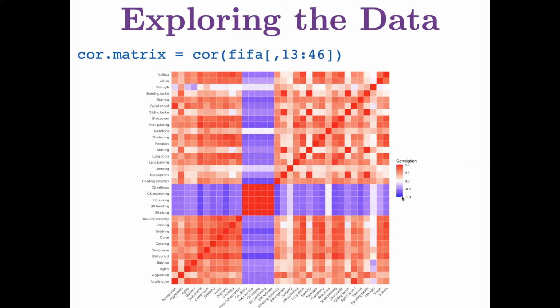So goalkeepers don't tend to be good finishers or passers. That's not what they're trained to do. And similar for field players, they don't tend to be great goalkeepers. We also see a high degree of correlation outside of those. So there's a lot of numbers here, like marking and slide tackling, that are very strongly correlated. So anytime you have a high degree of correlation, it's a great place to use principal components.